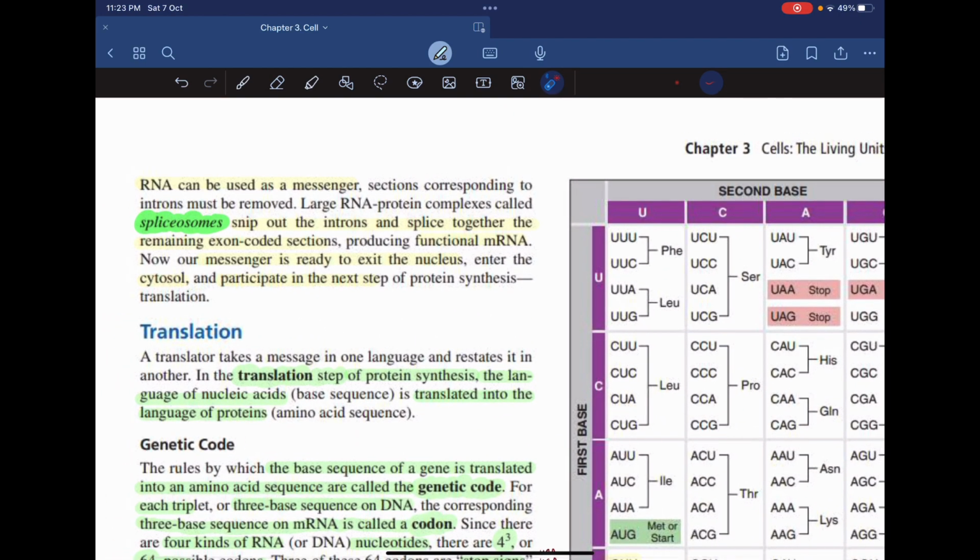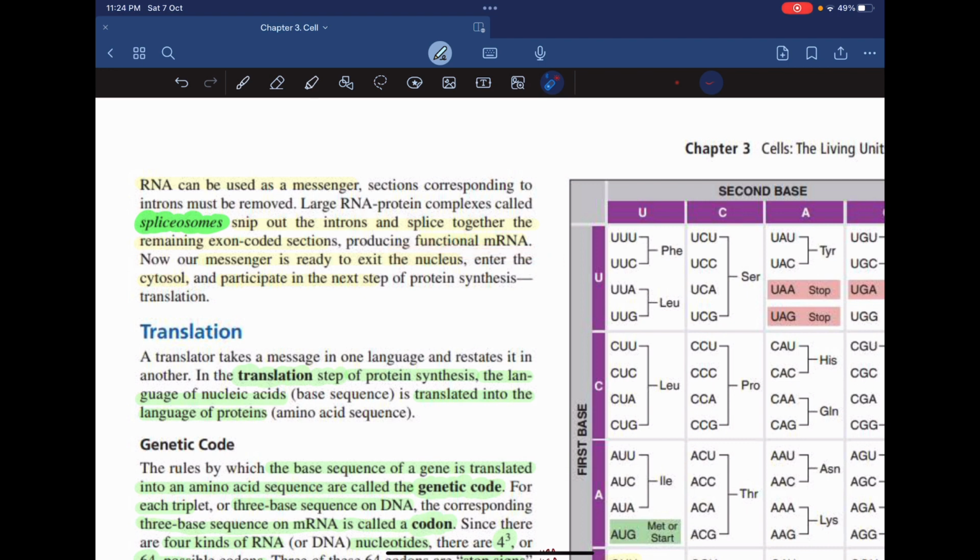Here is the spliceosome. This spliceosome snips out the introns and splices together the remaining exon-coded sections. So the coded sections are the exons and the non-coded sections are the introns. That's why we remove them to produce a mature mRNA. If they ask you, they may ask what removes the introns or what splices the introns. You should know that the spliceosome is responsible for all of this, producing a functional mRNA.